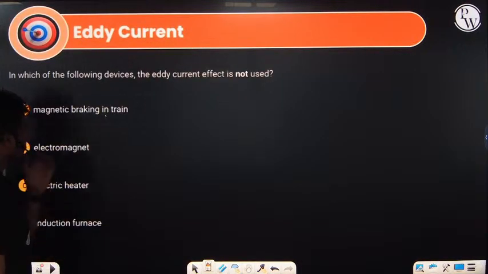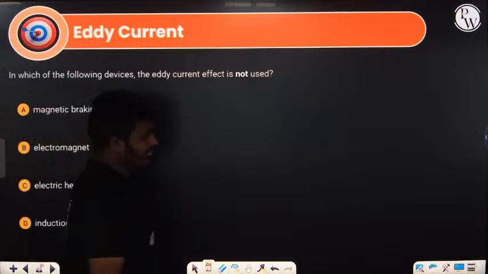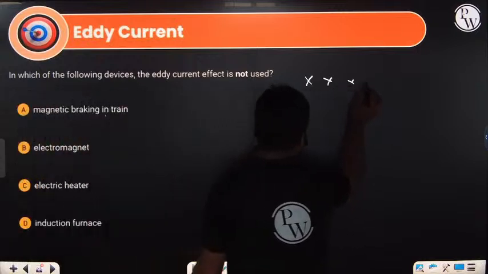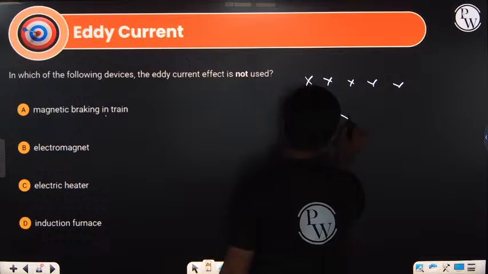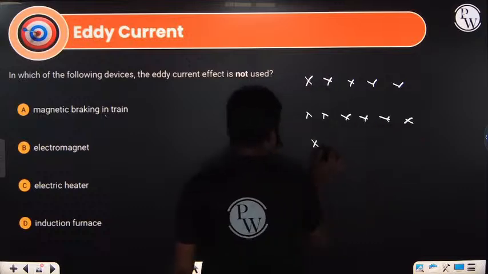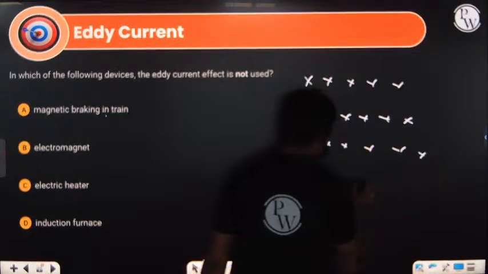In which of the following devices is the eddy current not used? What is eddy current? In general, whenever any metal is placed in a varying magnetic field, a current is induced.